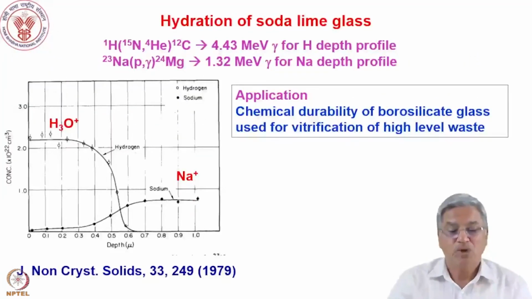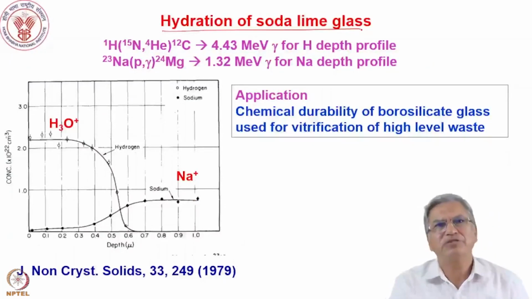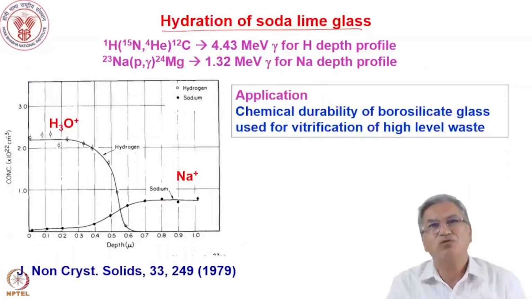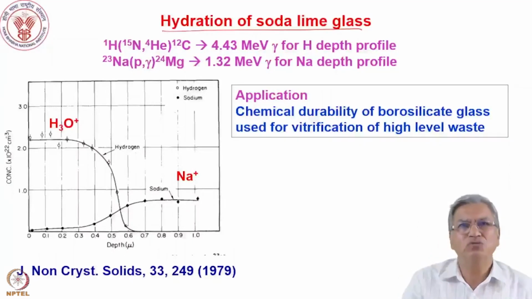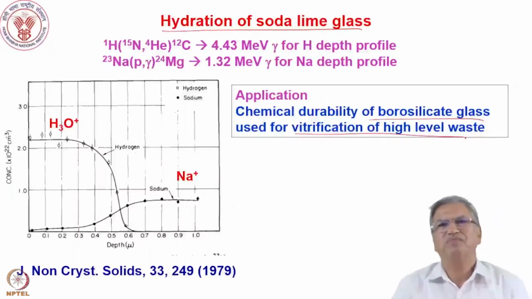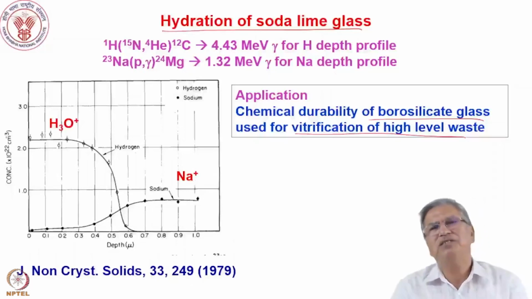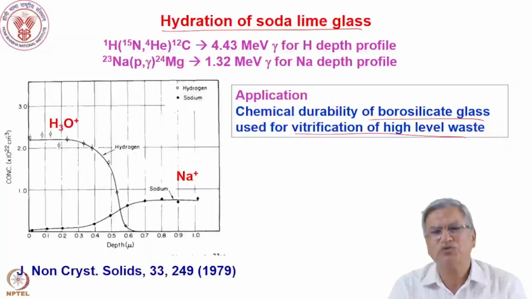Okay, so I'll just give you a couple of examples of hydrogen determination in technologically important materials. One of the examples was the glass. The borosilicate glass is used for vitrification of high-level waste. This high-level waste is a waste material in nuclear technology. Now it is not really called a waste because it contains a lot of important radioisotopes which are useful.